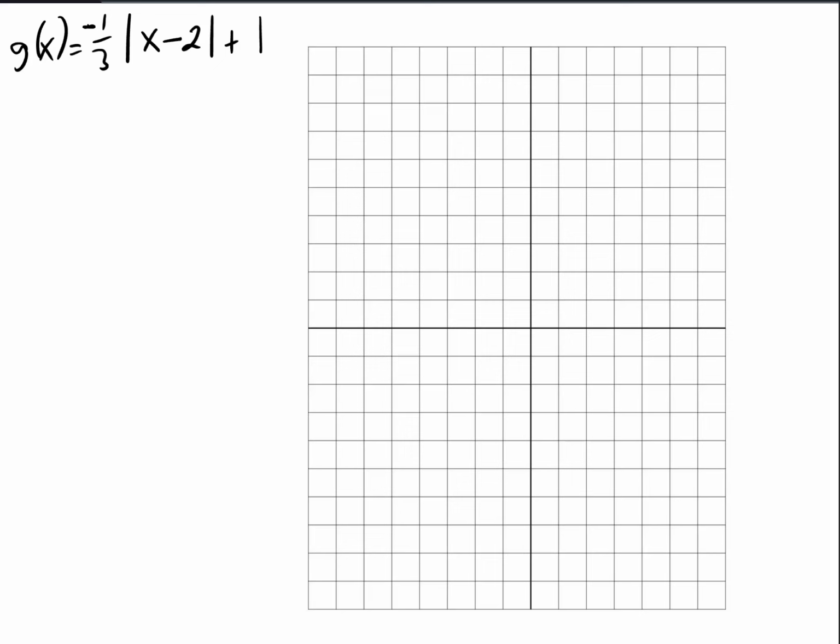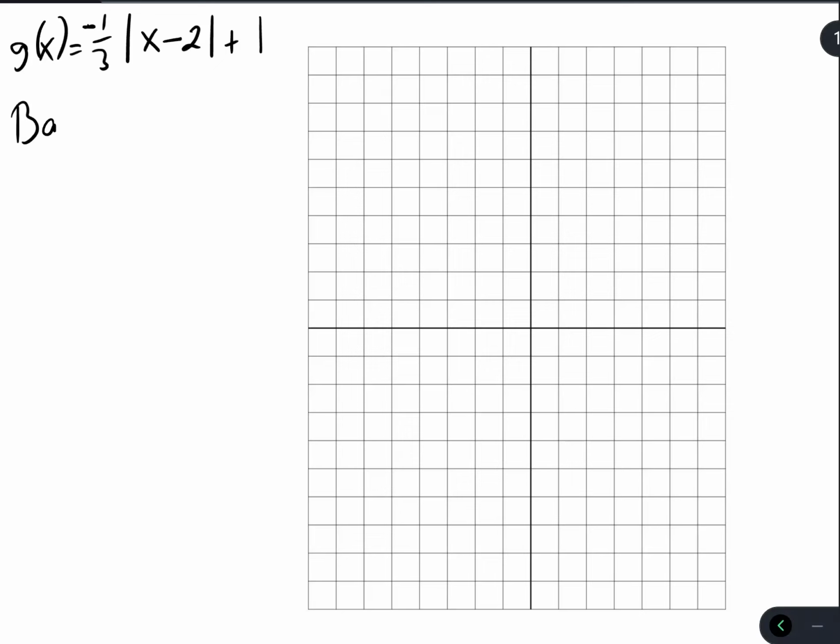In this example, we see 4 transformations that we have to handle. We've got this negative that's multiplied, so that's going to be a reflection of some sort. We've got this 1/3 that's multiplied, so that's going to be a stretch or compression of some sort. We've got a minus 2 here on the inside of the function, so that's a shift of some sort. And we've got a plus 1 on the outside, so that's another shift of some sort.